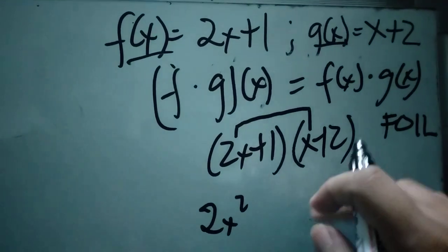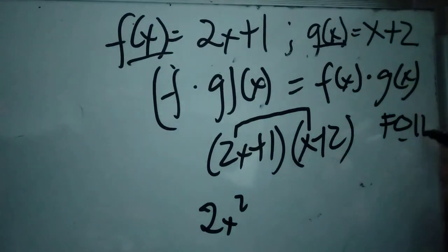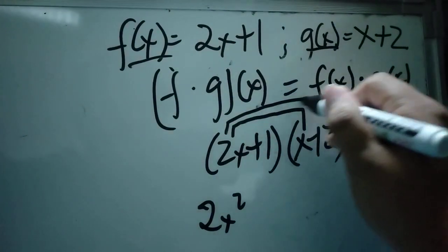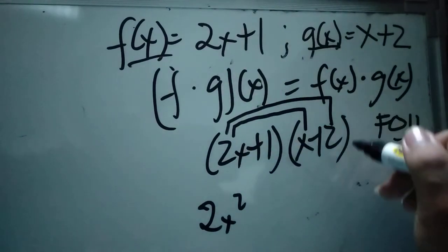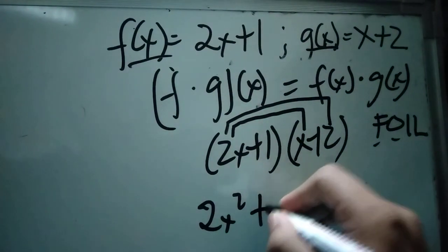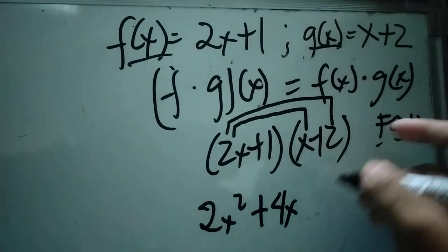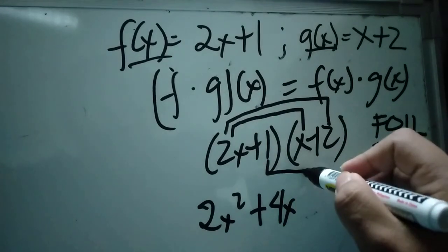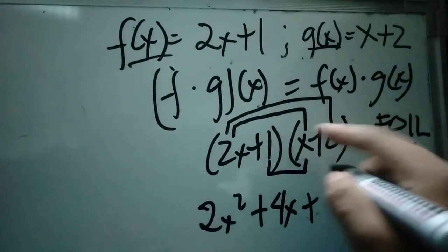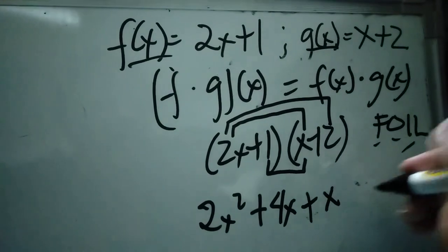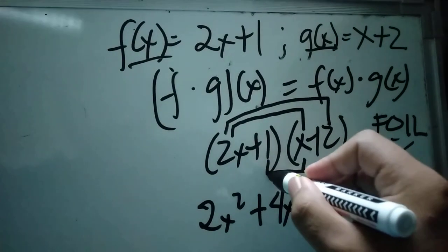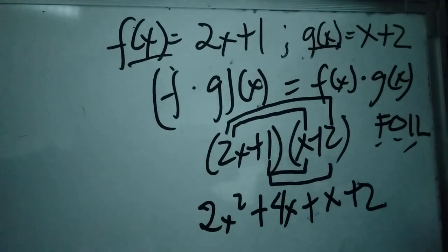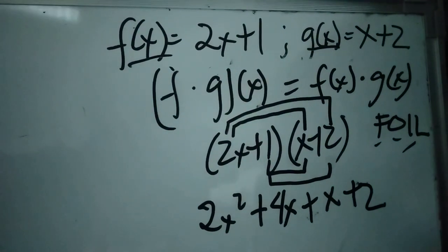2x squared. Then, next, after first, let's go to outer. Outer number we have 2 and 2x. So 2x times 2 is positive 4x. After outer, we have inner. Inner number we have 1 and x. So plus 1 times x is simply x. And then last, we have 1 and 2. Those are the last numbers. So 1 times 2 is positive 2. Yan na ba yung sagot? Hindi pa. Combining like terms.